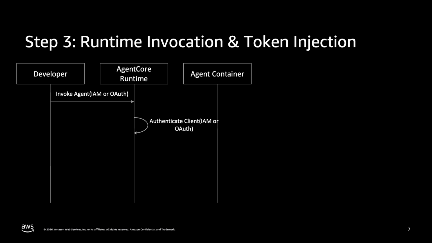A client can now invoke our agent. This could be using IAM or OAuth authentication, but we won't go into those details here. Once the client is authenticated, AgentCore Runtime gets a workload token for this agent. AgentCore Runtime then invokes the agent container, passing the workload token in the header. This token is the agent's proof of identity. It will use this to request an OAuth access token when it needs to call external APIs.